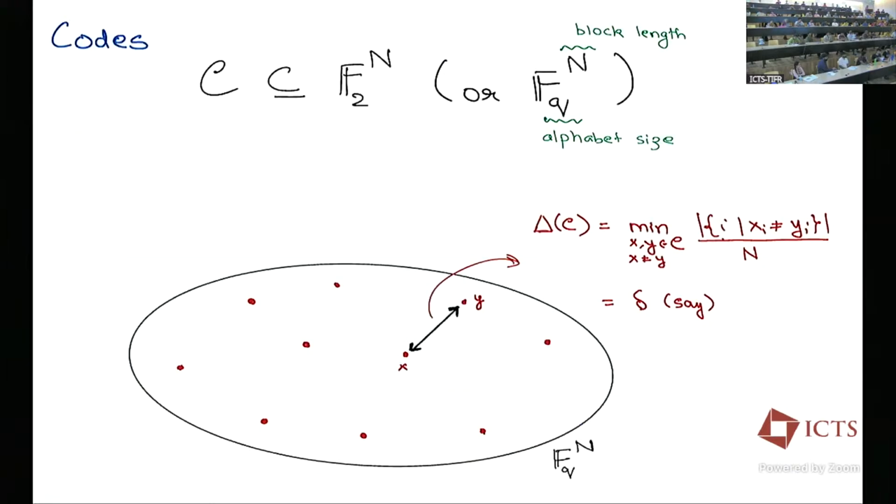So I'm sure everyone knows what a code is, but let me just set up notation. We'll think of codes as subsets of F2 to the n, or more generally Fq to the n, where q is what I'll call the alphabet size, and n is the block length of the code. We'll think of distance between two codewords as the fraction of positions in which they differ. So it will be a number between 0 and 1, and the distance of the code is the minimum distance of two distinct codewords.